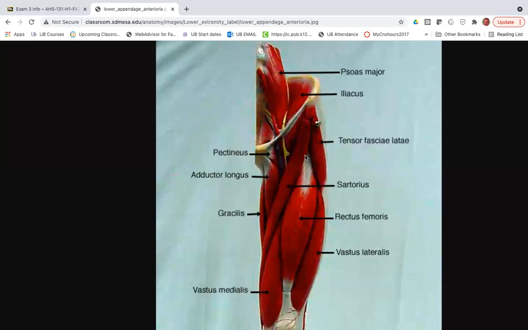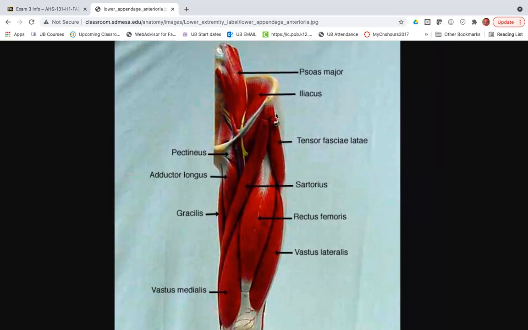We are going to be looking at the lower extremity. So let's take a look at this first model right here. And what you'll see is that on the anterior view, we're going to be looking at a primary hip flexor. And this primary hip flexor is called the psoas major. Psoas major. And right next to it is a muscle called iliacus.